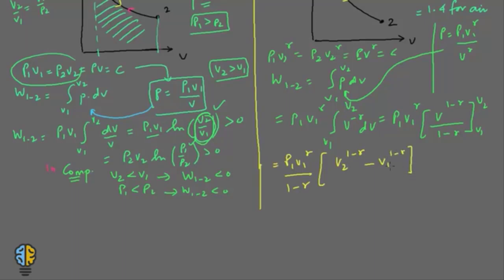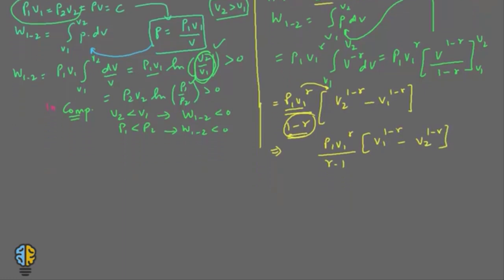Okay, and we know that this is something which is less than 1, so we can make it a bit better looking. We know that P1 V1 to the power gamma is equal to P2 V2 to the power gamma. So when you multiply this inside, let's first take the negative sign out. You'll get P1 V1 to the power gamma upon gamma minus 1 into V1 to the power 1 minus gamma minus V to the power 1 minus gamma.